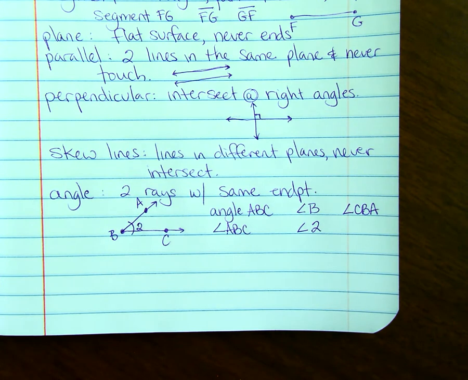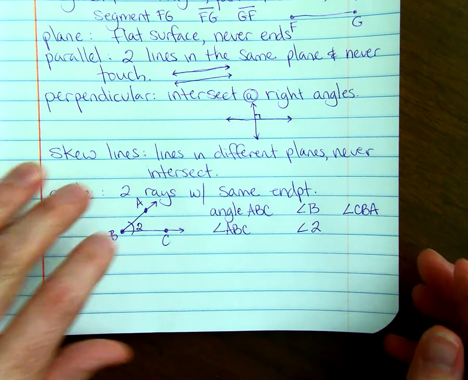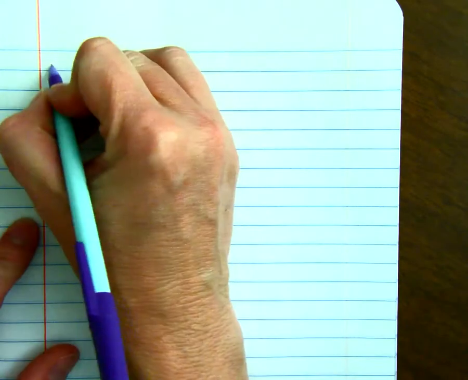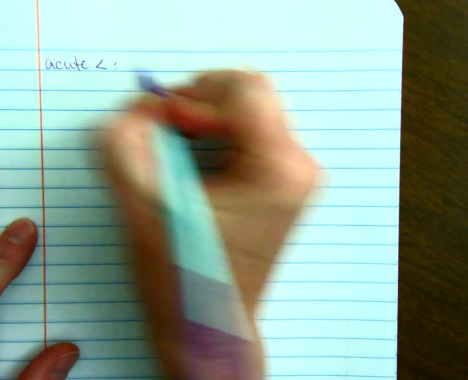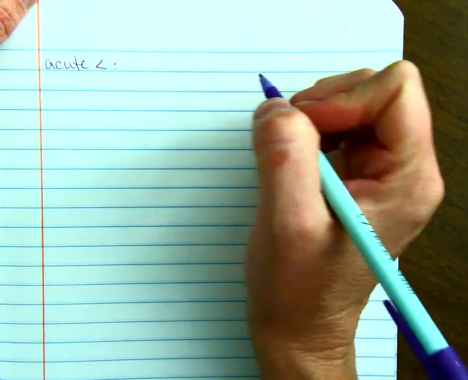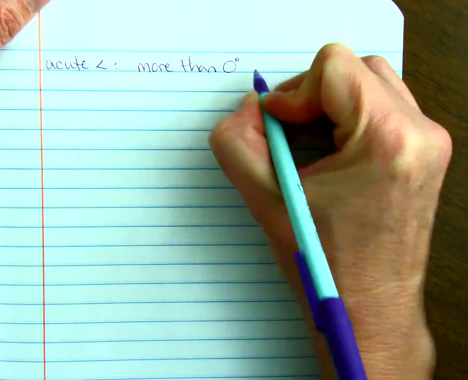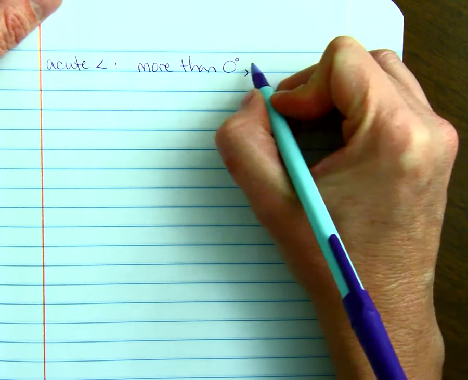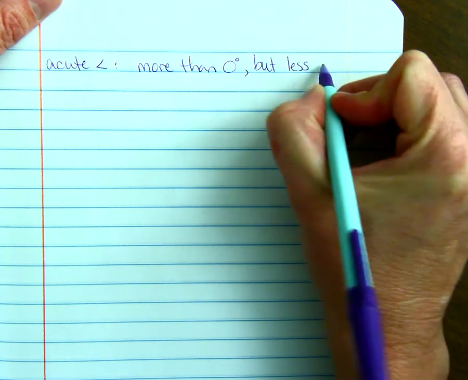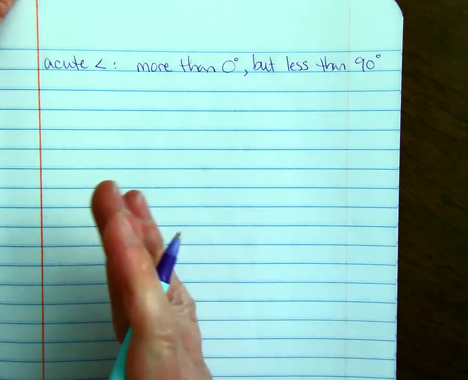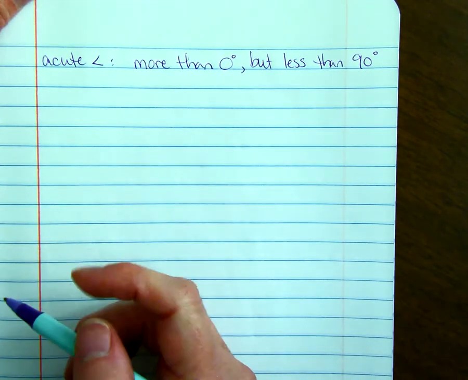We have different kinds of angles that I'm going to turn the page and show you so I can fit everything else. So we're turning the page. We have what's called an acute angle. A cute little angle. It is more than 0 degrees and less than 90 degrees. So in other words, it's between 0 and 90, non-inclusive. You do not include 0 and 90 with that.